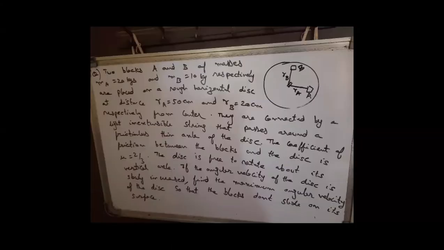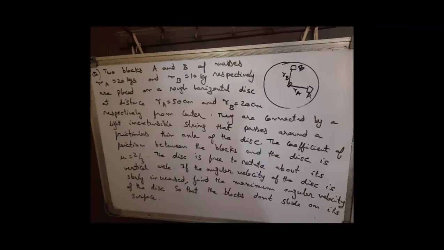So here we have one question. There is a horizontal disc on which two blocks A and B are placed. Their masses are 20 and 10 kg, and they are placed at distances of RA and RB from the center, which are 50 centimeters and 20 centimeters.